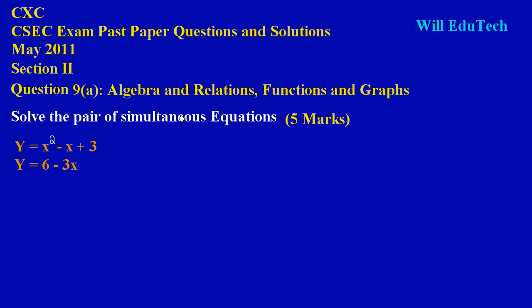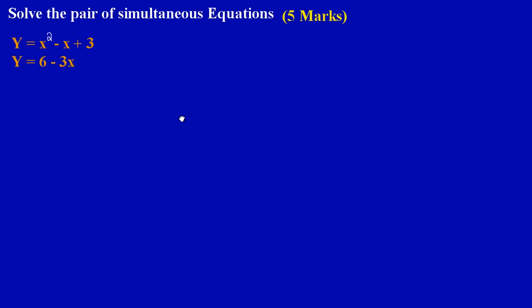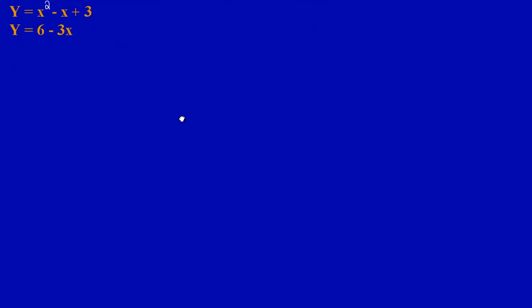Let me just pull this up a bit so that we can have some space to work with here. Now, here we were given a pair of simultaneous equations, and the first thing we ought to do is to label our equations. I'm going to label the first equation, equation 1, and the second equation, equation 2.